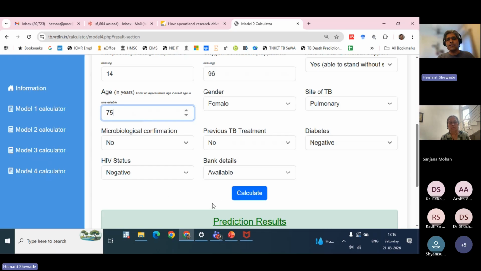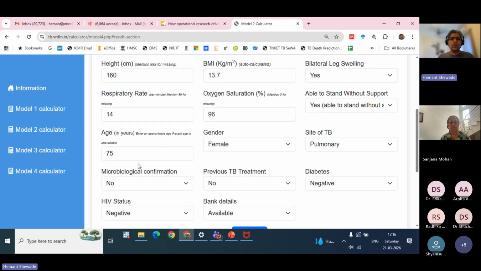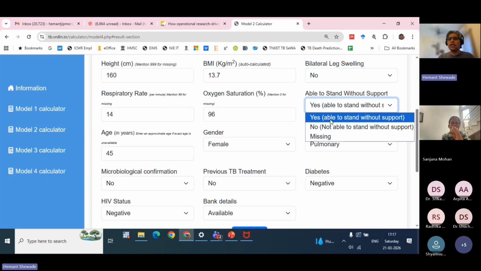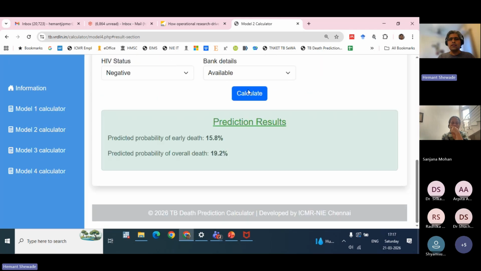You know, in the elderly, the death rate is high compared to those who are not elderly. You see, it shoots up to 17 to 20.1%. Let us say this is not an elderly person, 45 years, but someone with a BMI of 13.7, very severely undernourished even without leg swelling, and not able to stand without support.